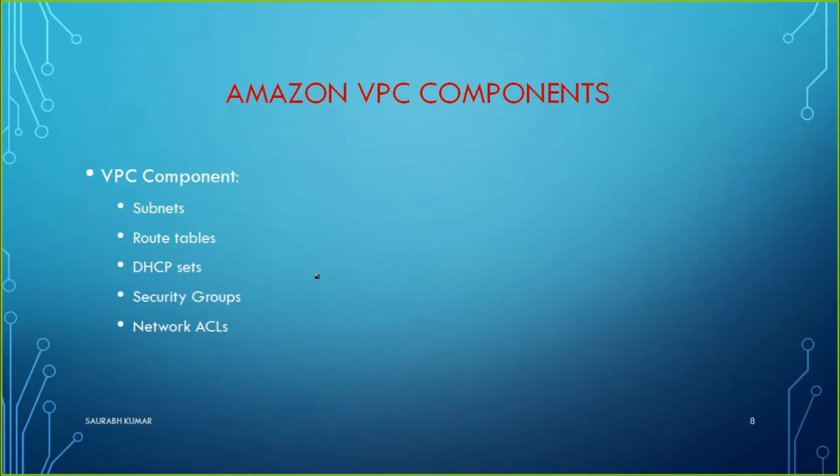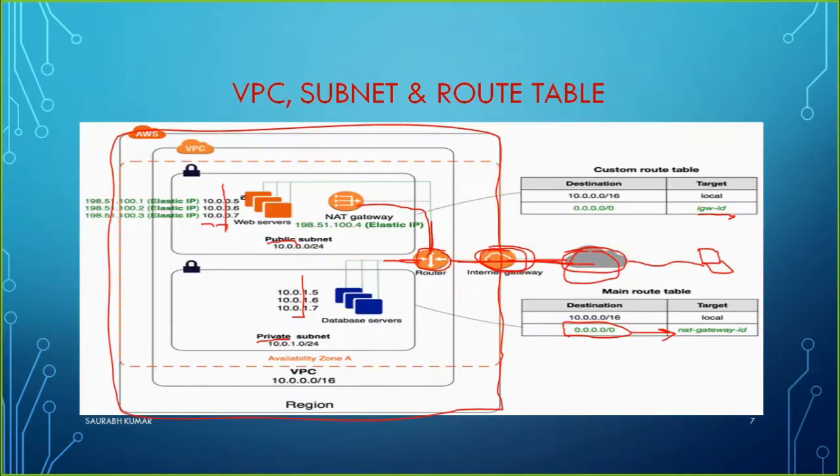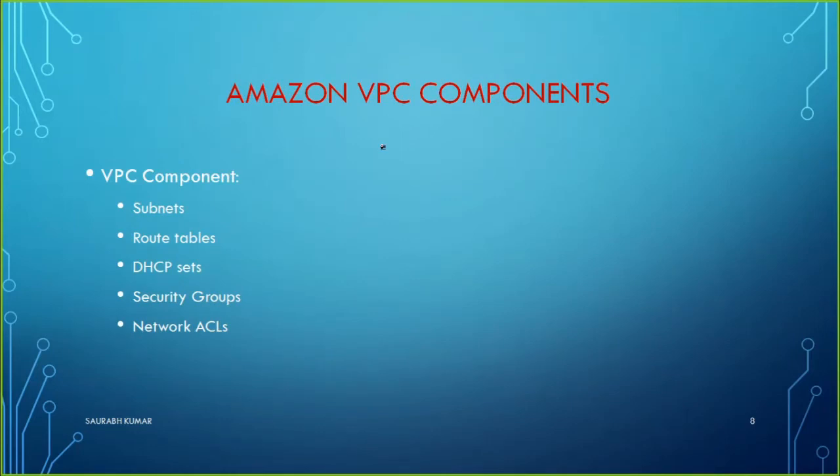Next we are going to talk about what the VPC components are. So let's have a look at it. We have the subnet, that is one component. We have the route table. DHCP set, we can have separate DHCP maybe for different subnets, or we can have the same DHCP provide IPs to all the different subnets. Then security groups, and then network ACL. So these are some of the VPC components.